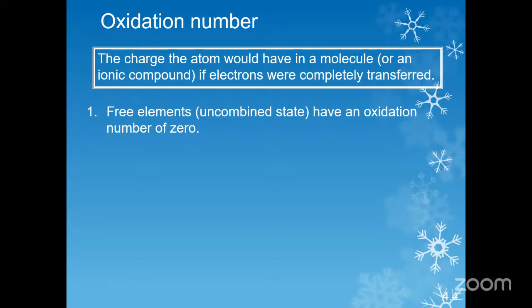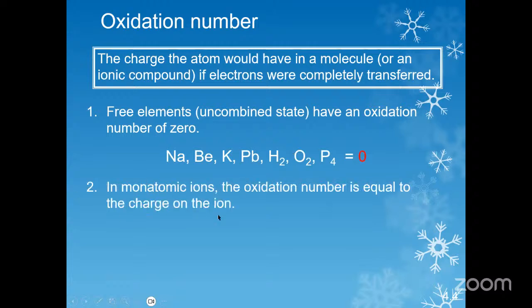All right, let me go through these rules. The first is free elements. Any element by itself, not combined with anything else, is automatically assigned an oxidation number of 0. So sodium, magnesium, oxygen by themselves, not combined with anything else, you can assume the oxidation number of those elements is 0. These are just some other examples.